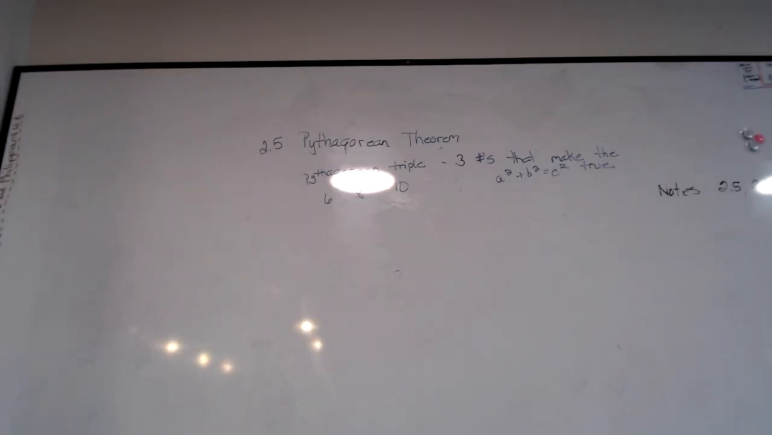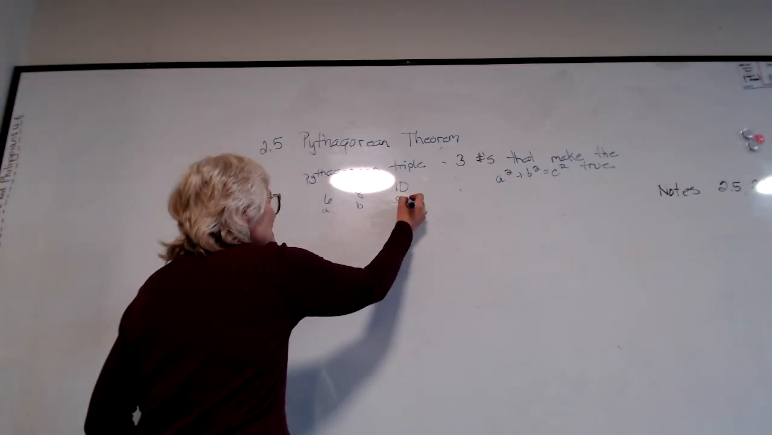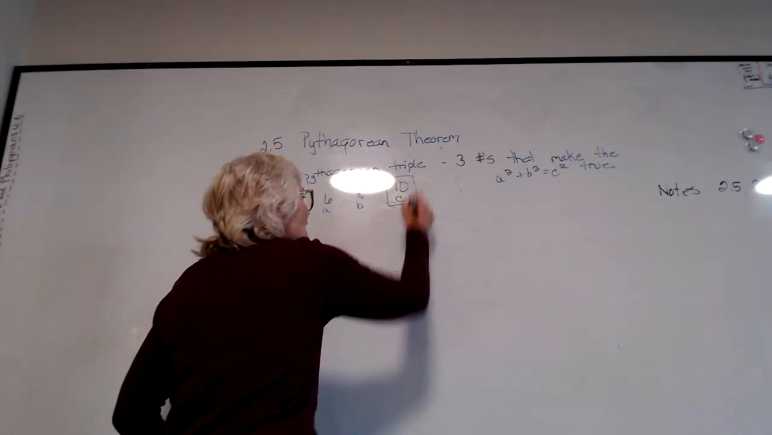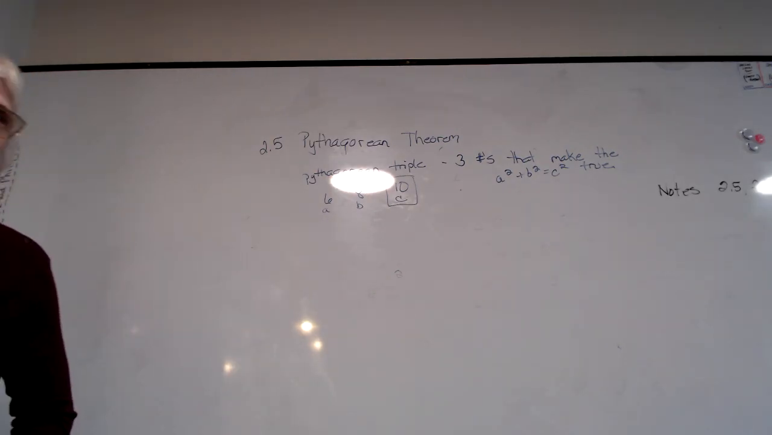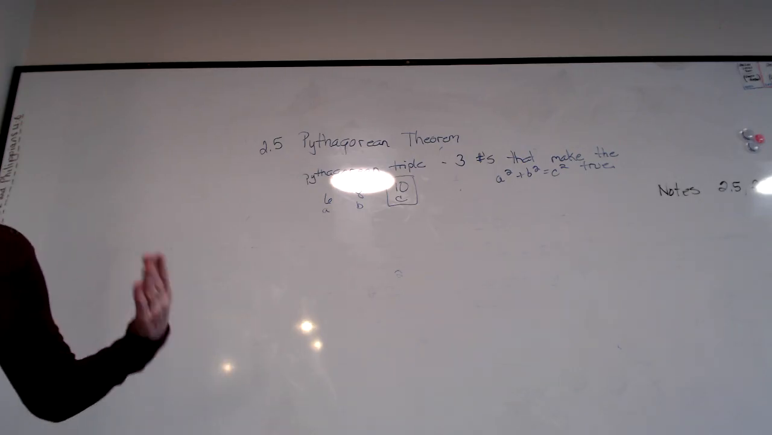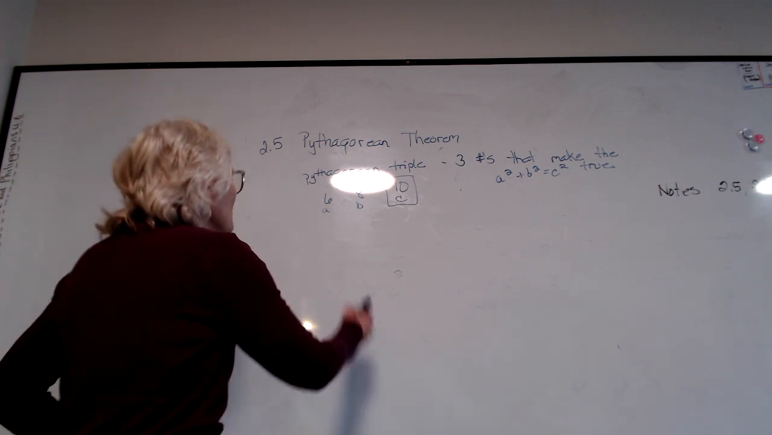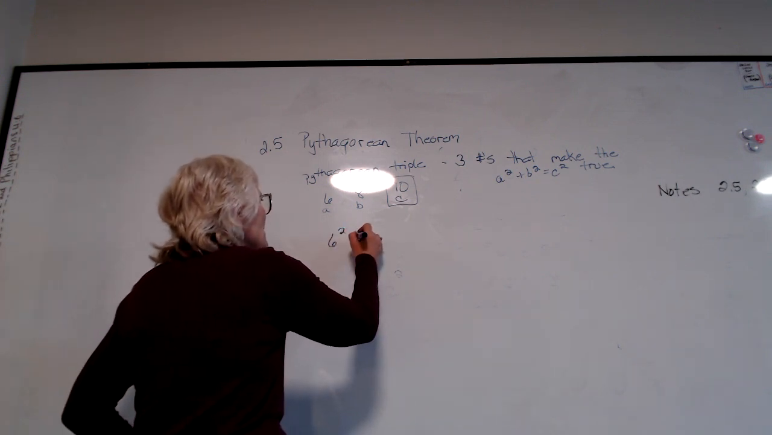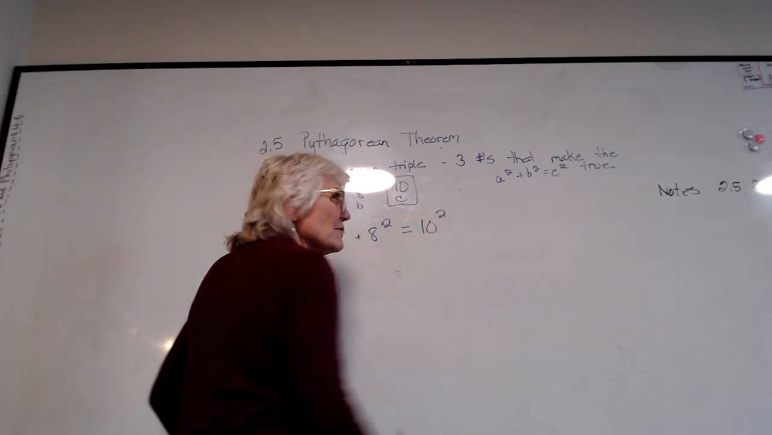So if we want to check to see if it's a Pythagorean triple, I'm going to make this A, this B, and this C. This one definitely has to be C because it's the longest side. Remember, C is always going to be the longest side. It doesn't matter which one's A or B. But we're going to check, does it make it true? If I do 6 squared plus 8 squared, does it equal 10 squared?